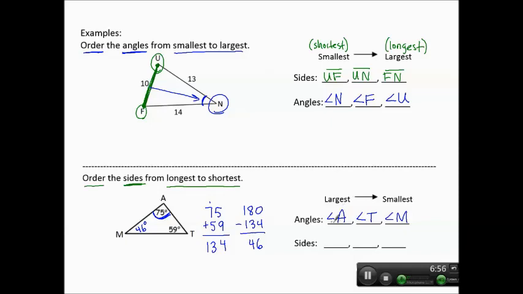If the largest angle is angle A, then the longest side will be the side that uses the other 2 points. Remember, across the triangle is going to be the side that connects the other 2 points, MT in this case. MT, and we put the segment hat. T is in the middle. T is the angle, so across from it will be the other 2 letters, MA. If M is the smallest angle, then it's the other 2 letters that make the smallest or shortest side, AT. And there you have it.